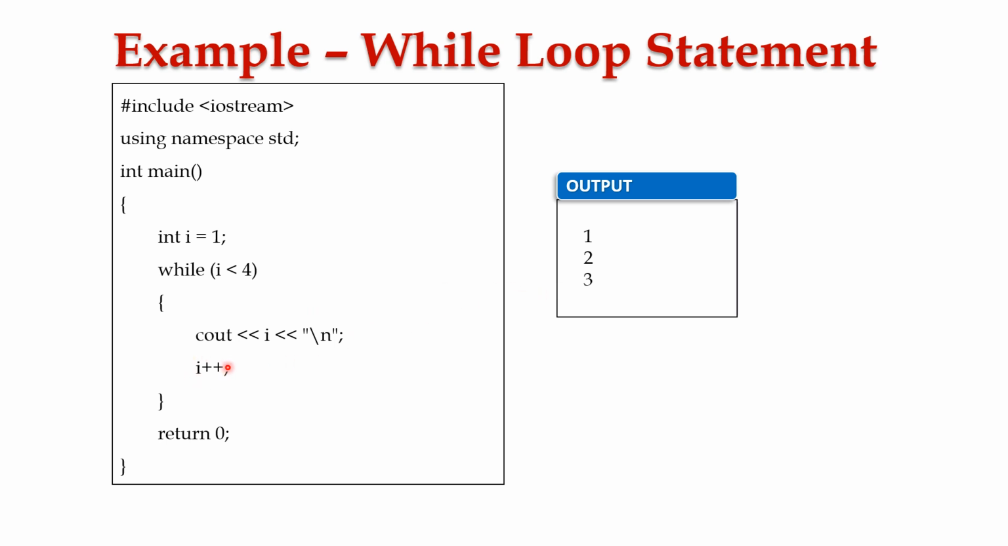Now we are incrementing the value of the variable I as 4. So 4 is less than 4. It's false since 4 is equal to 4. Now we are not going to execute the while statement part. Next, we are going to the next statement that is return 0. So now the program gets terminated. So the output of the program is 1, 2, 3 as shown in the output here.